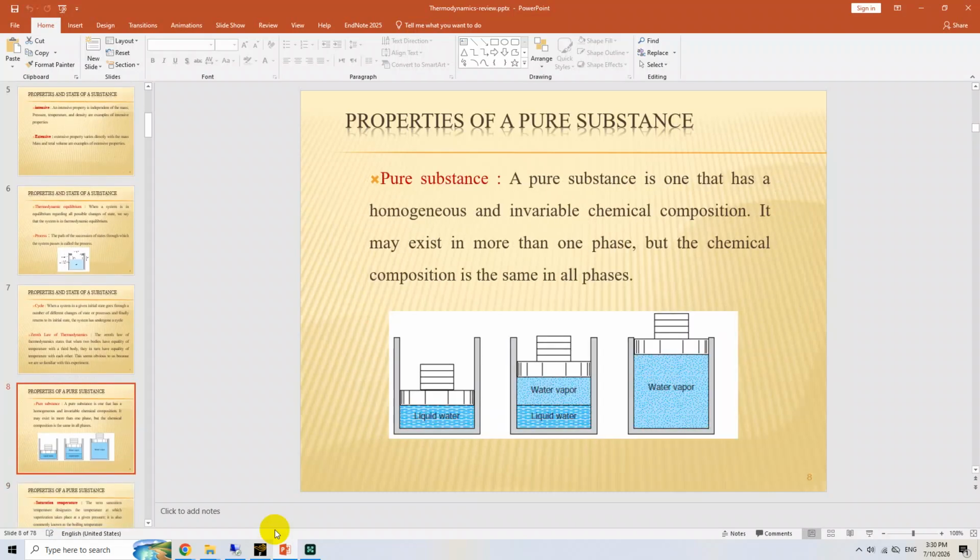The other definition is pure substance. A pure substance is a material with a homogeneous and invariable chemical composition. It may exist in more than one phase. So consider liquid water in the cylinder and piston that you can see in the picture. At first, it is at a low temperature. When we put heat into the system, the temperature of the liquid water increases until it reaches the saturated temperature.